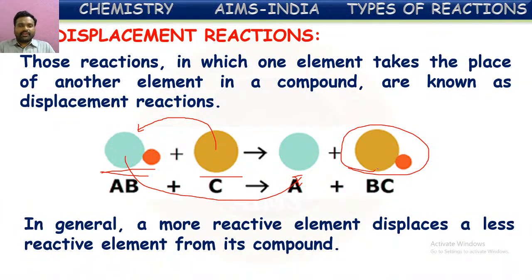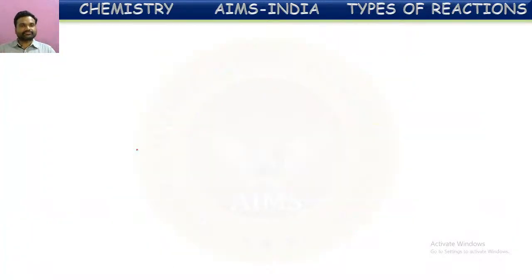In general, a more reactive element displaces a less reactive element from its compound. We said here, C displaces A from AB. This can happen only when C is more reactive than A. If C is stronger, it can kick out A from its compound. So more reactive elements displace less reactive elements from their compounds, and hence the more reactive element's compound will be formed. The less reactive element will come out in the form of an element. Such reactions are called displacement reactions.